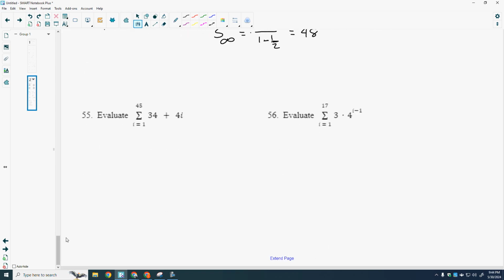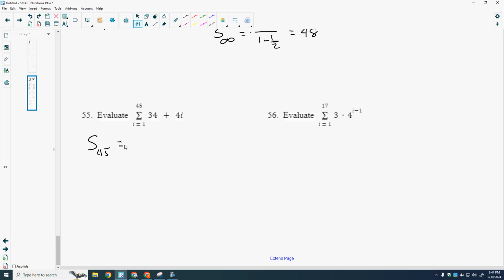All right, last one, evaluate. This is a series. What kind of series? It's arithmetic. Why? Because we are adding. It's in the formula of an arithmetic sequence. So my S sub 45 is what I'm trying to figure out. I'm trying to find the sum of the first 45 terms.